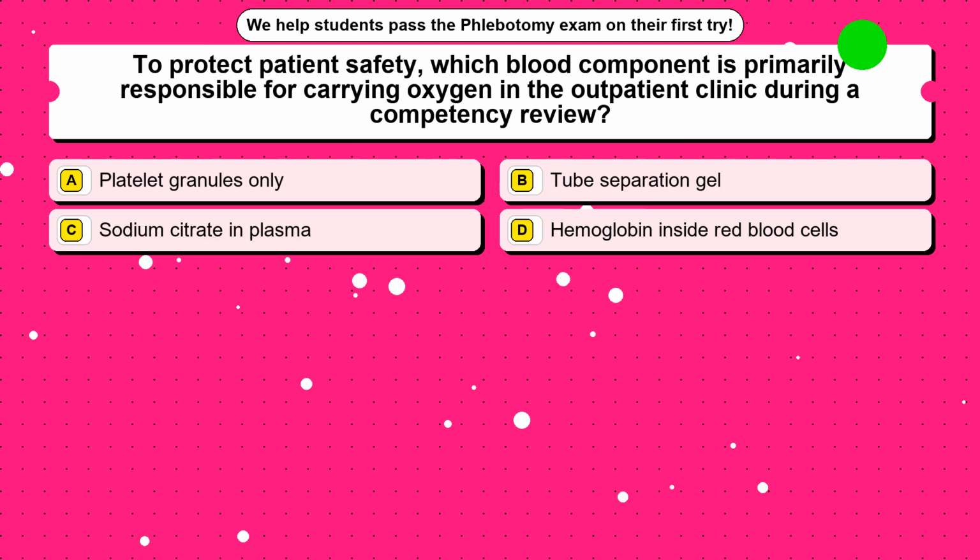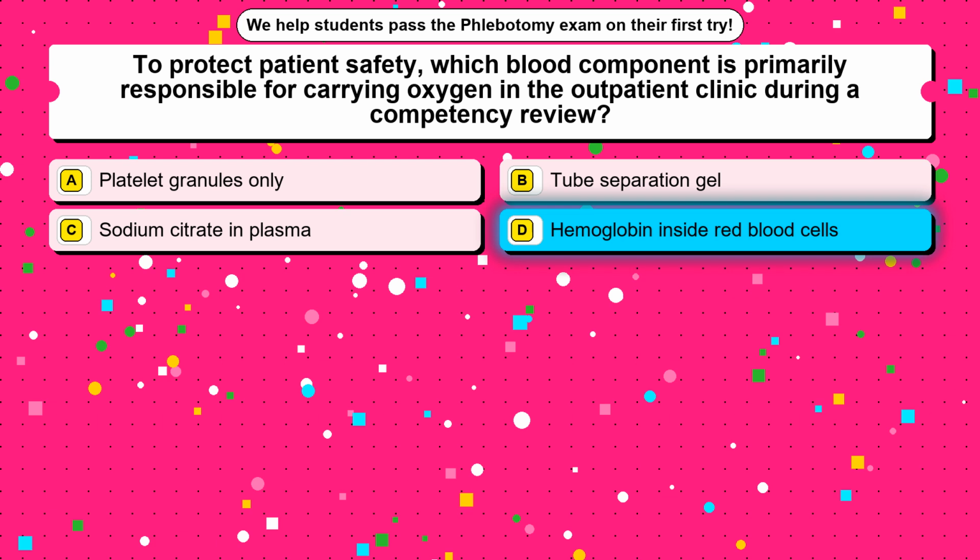Question 76. To protect patient safety, which blood component is primarily responsible for carrying oxygen in the outpatient clinic during a competency review? Option A, platelet granules only. Option B, tube separation gel. Option C, sodium citrate in plasma. Option D, hemoglobin inside red blood cells.